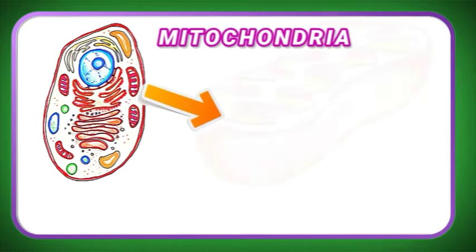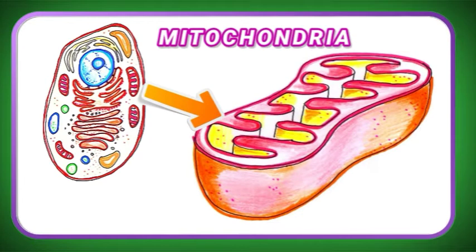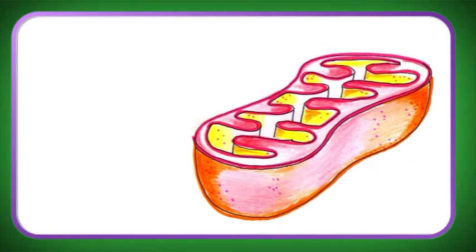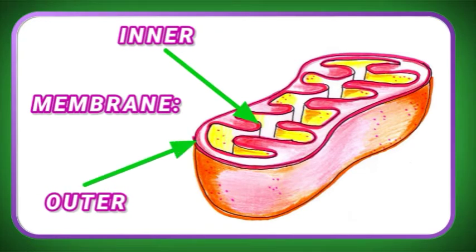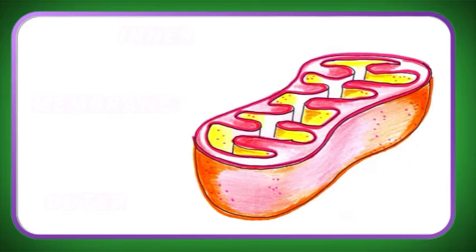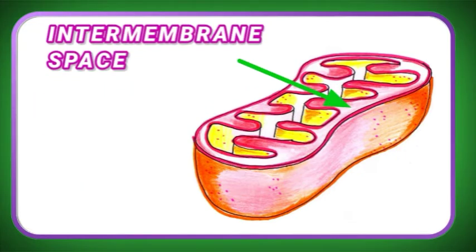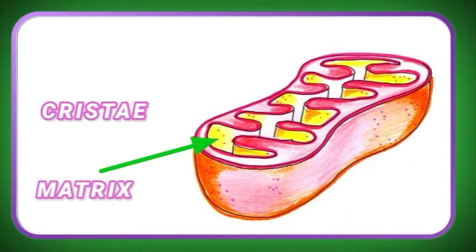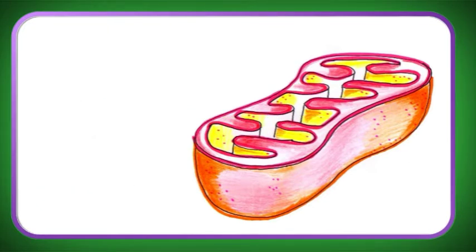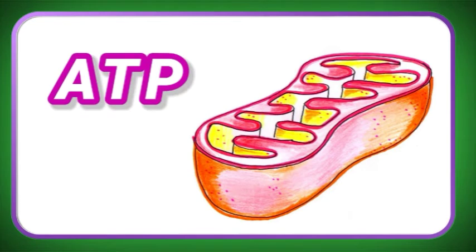Mitochondria generate most of the chemical energy needed to power the cell's biochemical reactions. There are an inner and outer membrane, and between them the intermembrane space, then the cristae and the matrix. The cristae expand the inner membrane surface, enhancing the ability to store the chemical energy in the ATP.